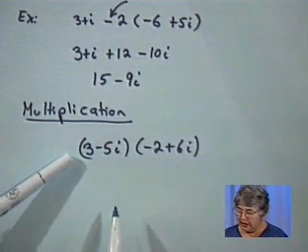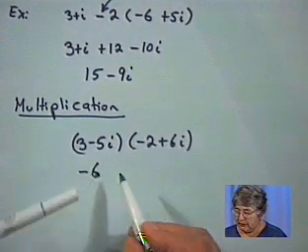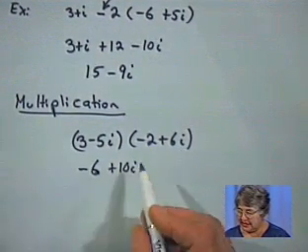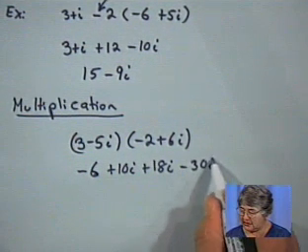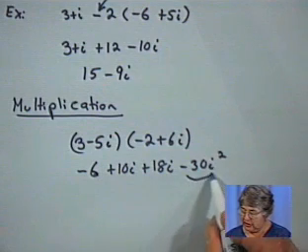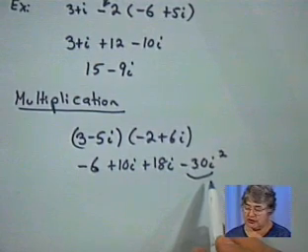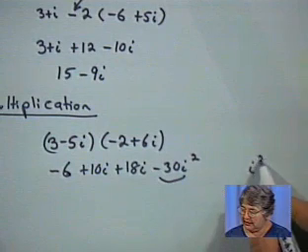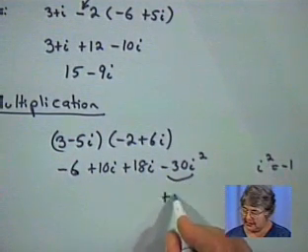So let's start out with a 3. 3 times negative 2 is a negative 6. Negative 5i times negative 2 is a plus 10i. 3 times 6i is a plus 18i. And then finally, negative 5i times 6i is a negative 30i squared. This is the one thing that you have to worry about. You're going to have an i squared term there when you multiply two numbers which have imaginary parts. Remember that i squared is equal to a negative 1. And so when we have a negative 30 times i squared, that's the same thing as a plus 30.